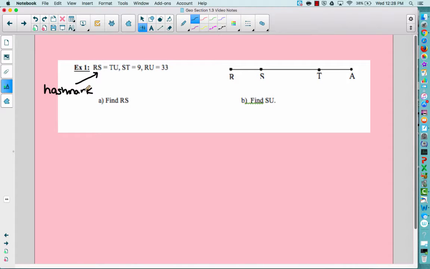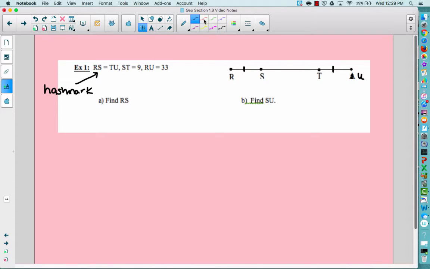A hash mark, okay? Hash marks are used to indicate equals. So I can put a hash mark here, RS. Actually, I need you to change the A to a U, okay? And that would mean RS equals TU. So those two are equal.